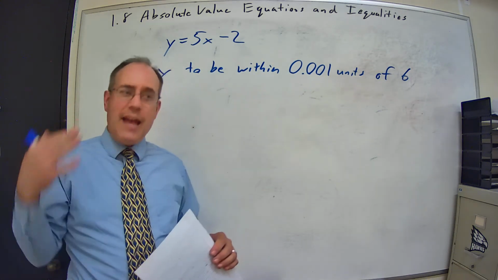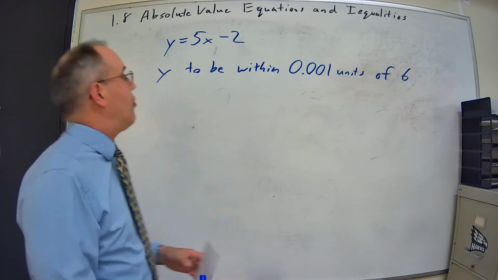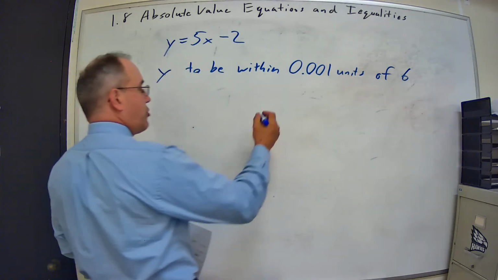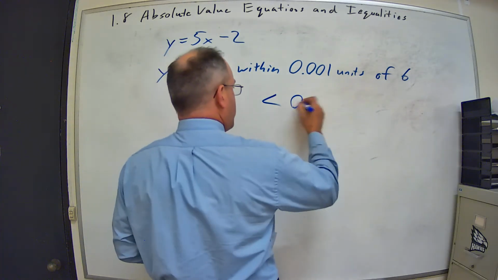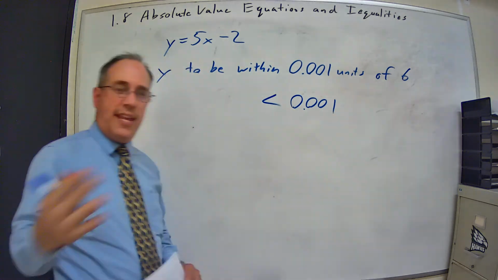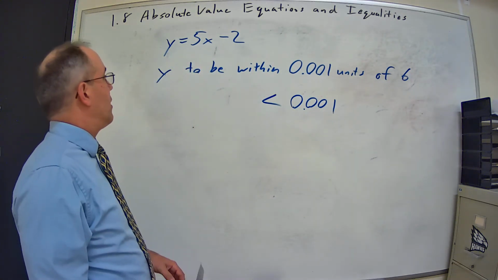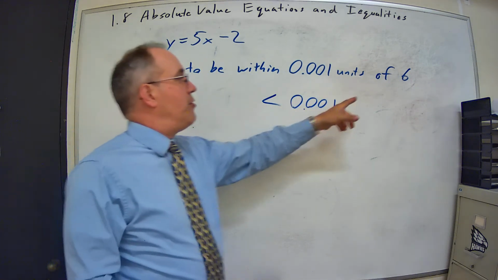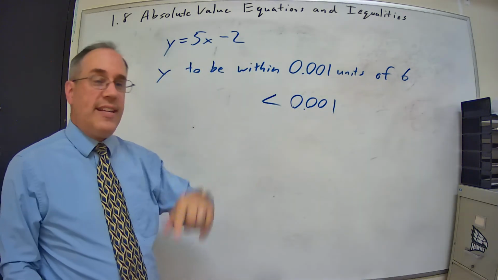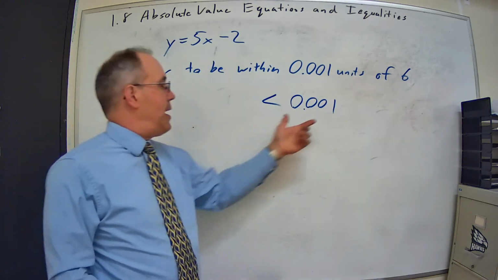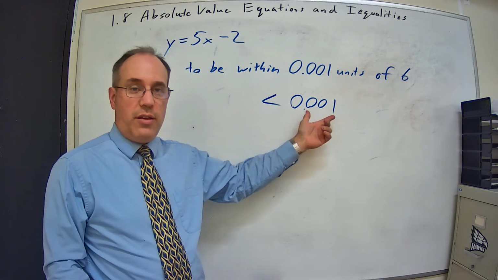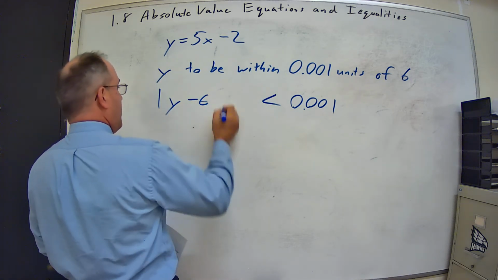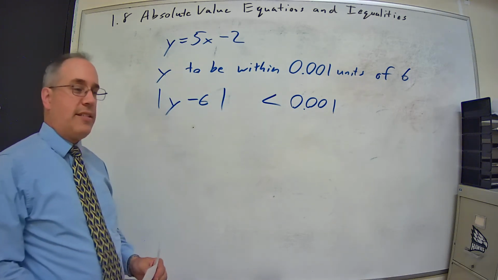Wow, I have to think about this just a moment and see what we're saying. So we want it to be within 0.001 units. We want y within that of 6. So the distance from y to 6 has to be less than 0.001. So that means the absolute value of y minus 6 must be less than 0.001.